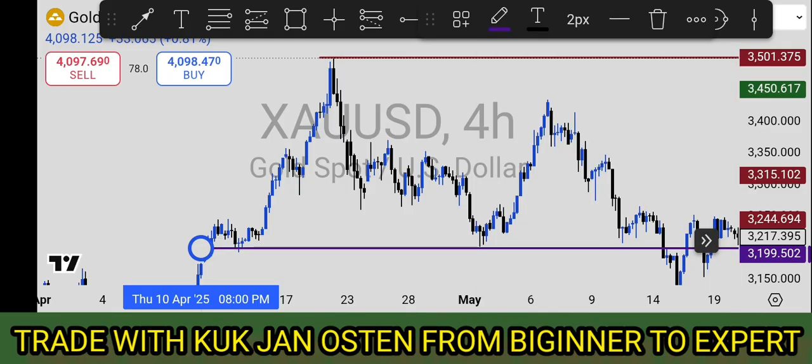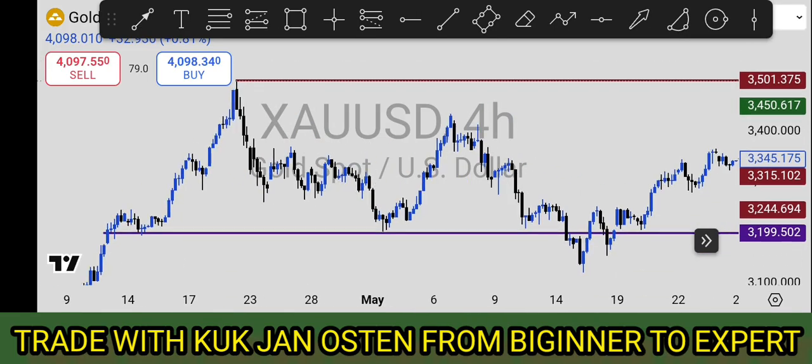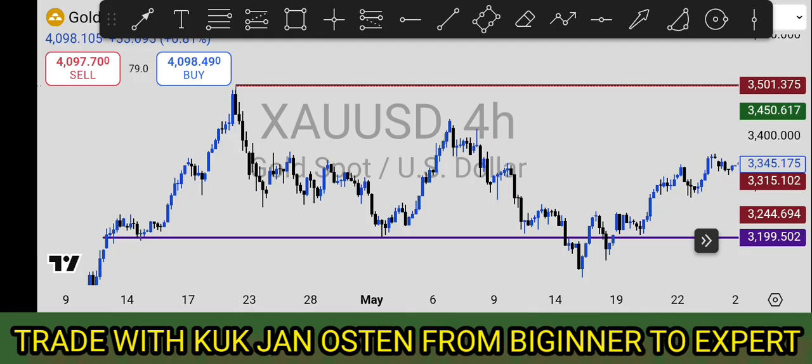So I can change its color to purple. So this side liquidity is a buy side liquidity. Now we can see it very clearly. Now you can see, yeah, market structure shift.